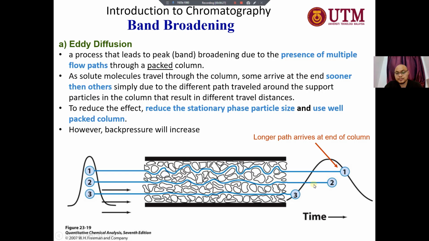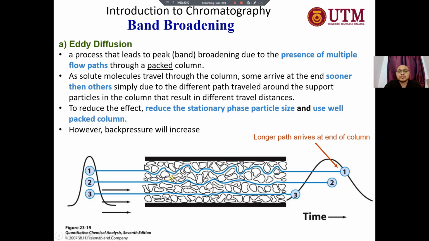reach the detector. For example, we have the analytes that have some of its molecules into 1, into 2, and into 3. For example, our analyte consists of 3 molecules. For example, for X analyte, it has the molecules X1, X2, and X3. But because of the multiple paths over here, it can cause peak broadening.